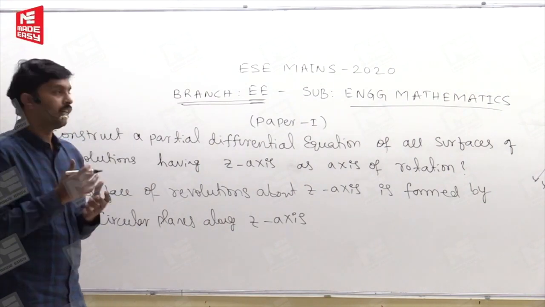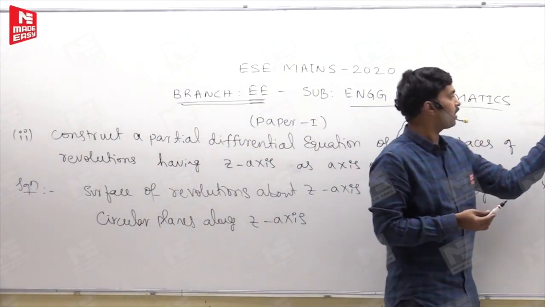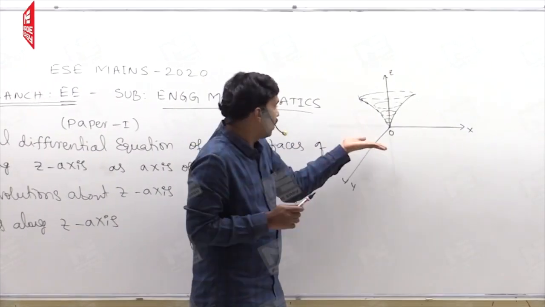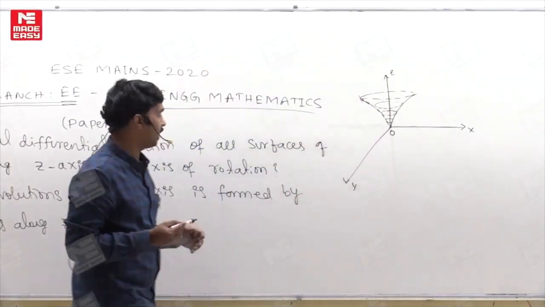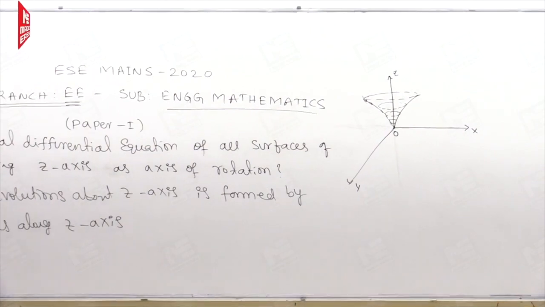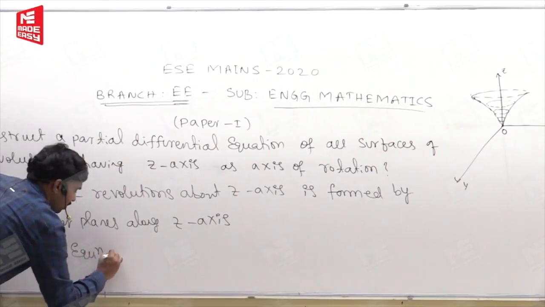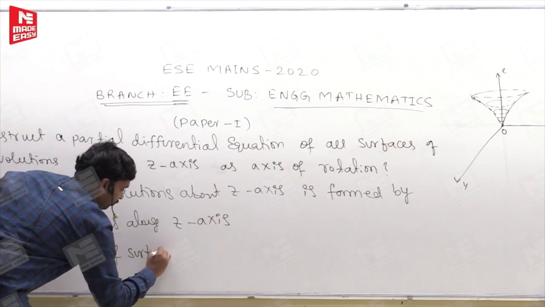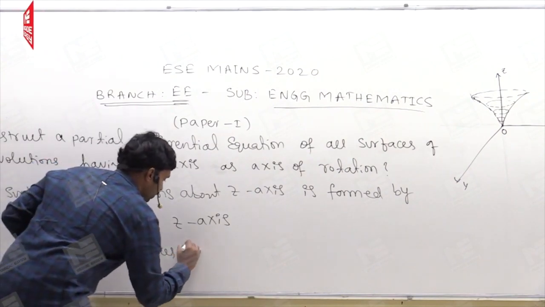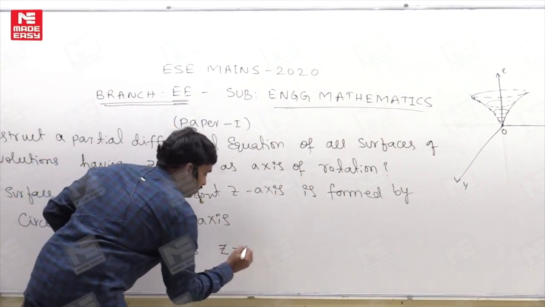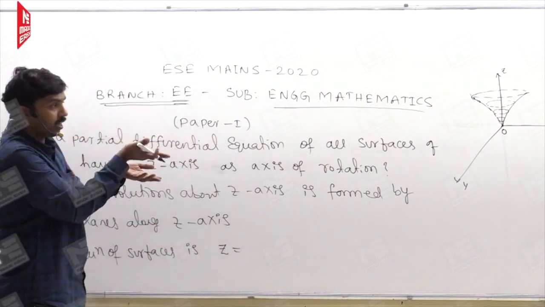So then, how do you generalize the equation of the surface which is formed by this? These circles will be taken in the xy plane along the z-axis. So in this case, the equation of the surface is z equal to, see, the circular planes along the z-axis.